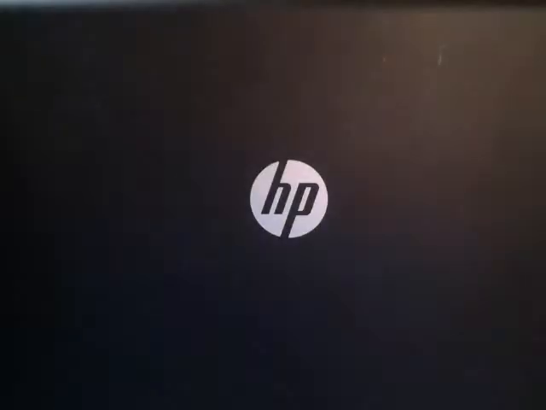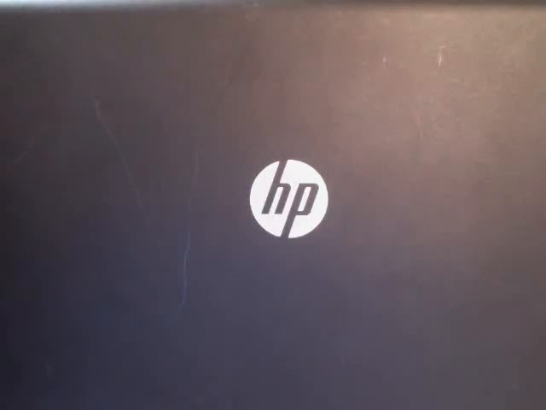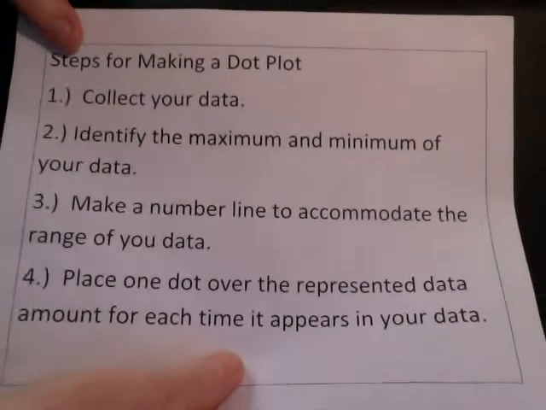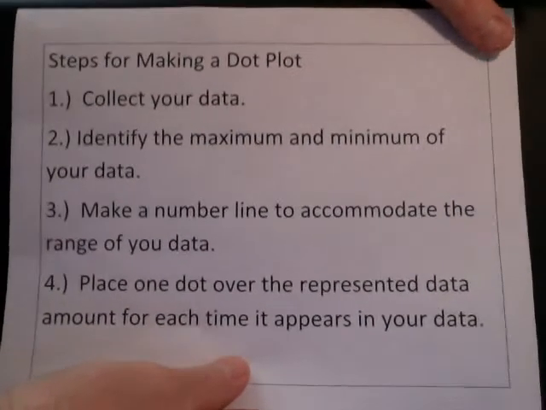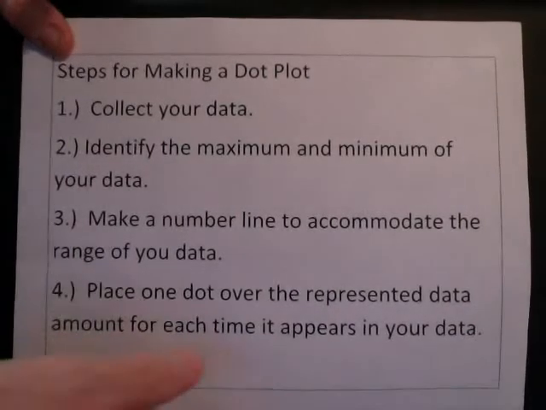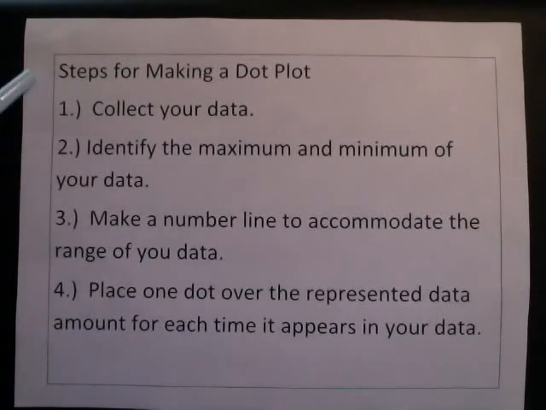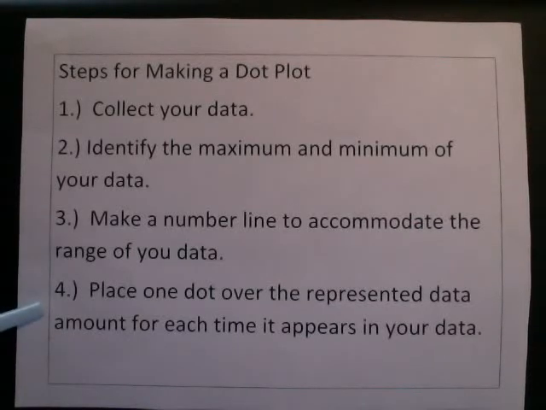Now I'm going to tell you the steps for making a dot plot. There are basically 4 steps for making a dot plot. The first step is to collect your data. The second step is basically to identify the maximum and minimum of your data. The third step is to make a number line to accommodate the range of your data. And the fourth step is to place 1 dot over the represented data amount for each time it appears in your data.